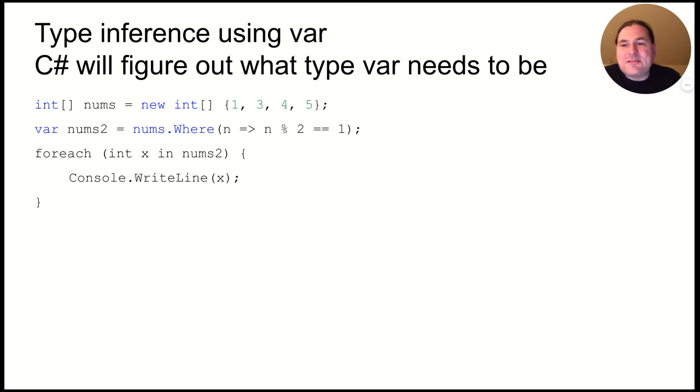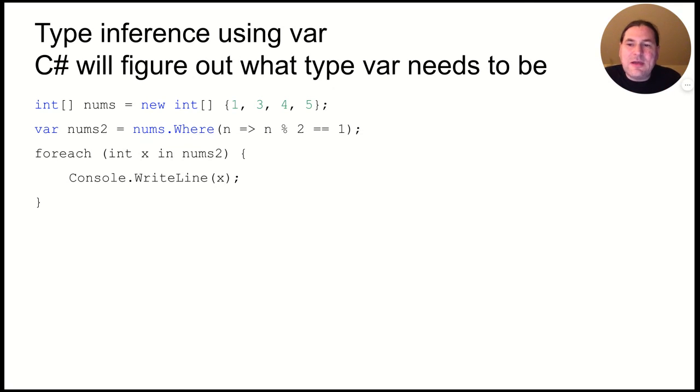And as long as I use nums2 in an appropriate way for the rest of the code, as long as I don't do things to nums2 that I can't do with whatever type var ends up being, I'm okay. Now, keep in mind that if I do something wrong with nums2, it will still be a compiler error. It's not dynamic typing. There is a dynamic keyword which basically turns off the type checker for particular variables. That's not what I'm doing here.